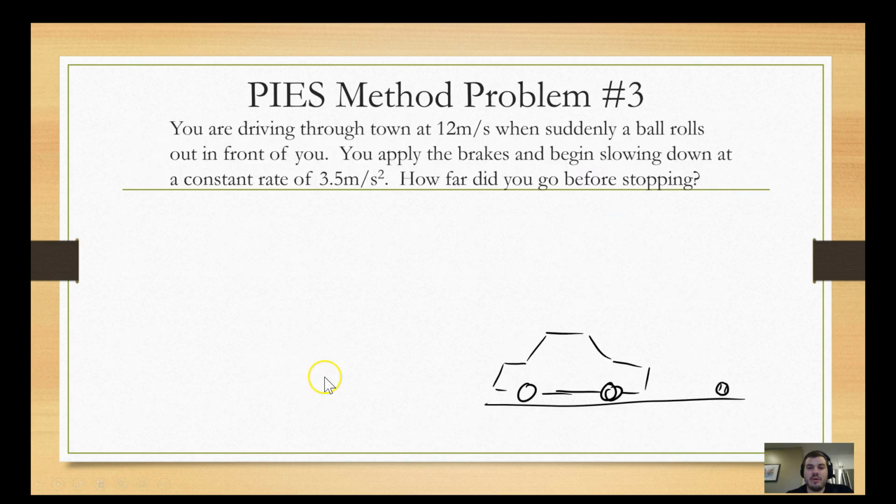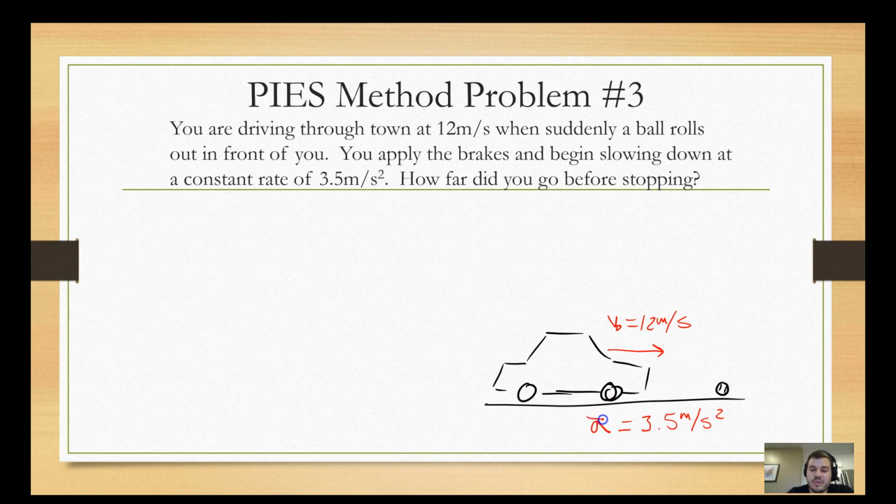Let's do another example. An example problem here where we have to infer some things that are not explicitly stated, which is a really important skill when you're dealing with college-level physics problems. We're told that we're driving through town at 12 meters per second. So for this car, our V initial is 12 meters per second. And a ball rolls out in front. We want to apply the brakes and slow down with an acceleration of 3.5 meters per second squared. We're asked how far do we go before stopping.